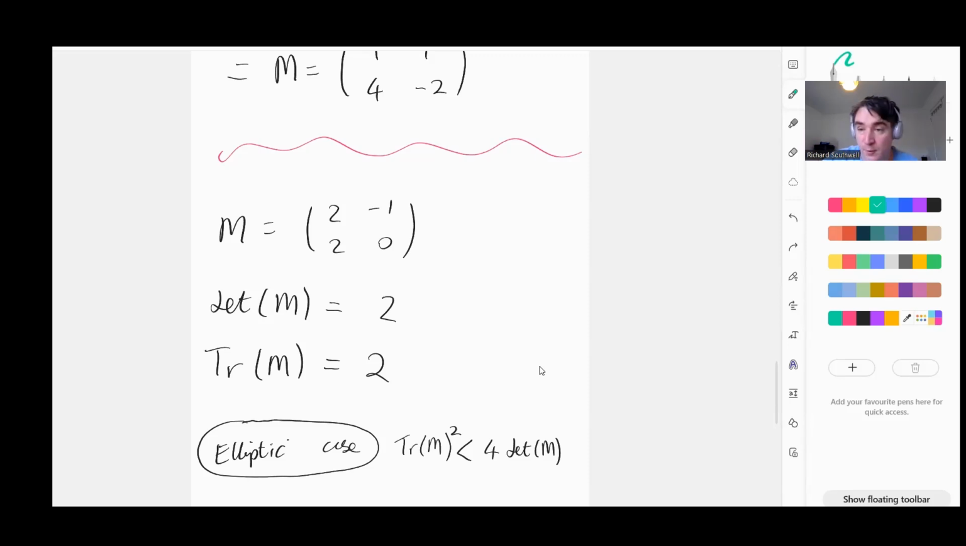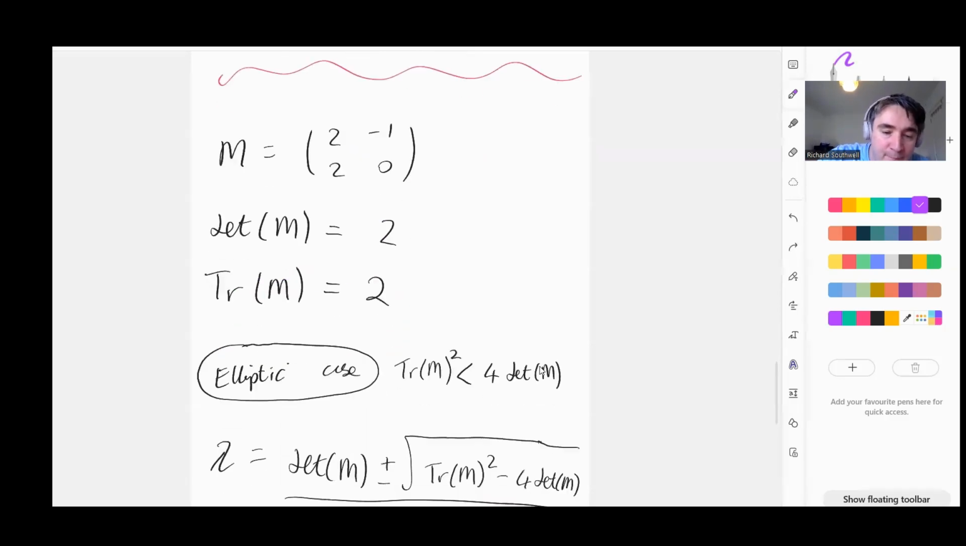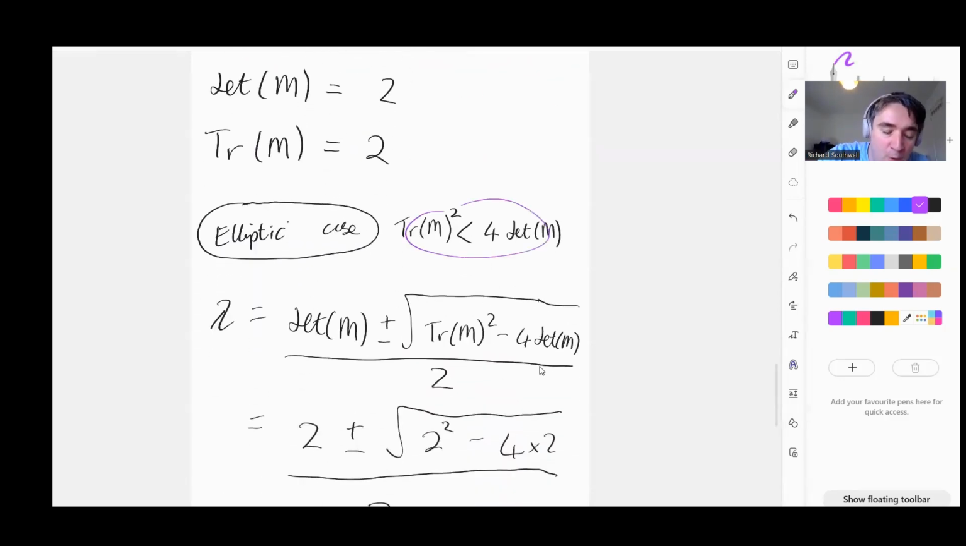I urge you to pause the video, work this out for yourself and check. And I also give some links to some great resources where you can understand more of the reasoning about why these things are happening. But let's just see the computation. So here's our matrix. We work out the determinant and the trace, and then we can see that this inequality is holding, so we know we're in the elliptic case.